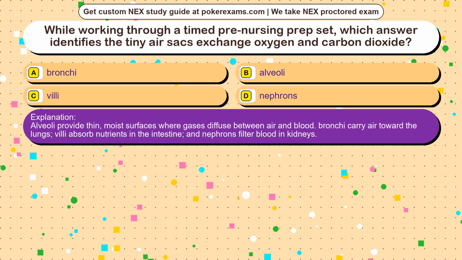Alveoli provide thin, moist surfaces where gases diffuse between air and blood. Bronchi carry air toward the lungs, villi absorb nutrients in the intestine, and nephrons filter blood in kidneys.